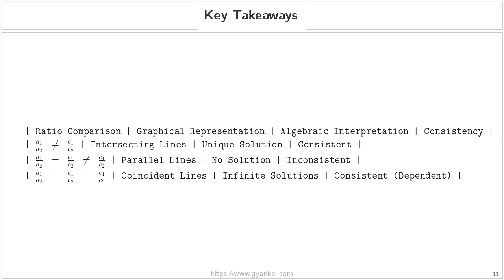Finally, the third row represents the case we saw in our taxi company example. When all three ratios are perfectly equal, meaning a 1 over a 2 equals b1 over b2, and that also equals c1 over c2, the lines are coincident, meaning they lie exactly on top of each other. This results in infinitely many solutions, and we describe this as a consistent and dependent system.